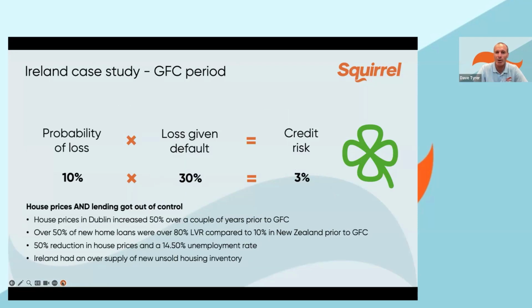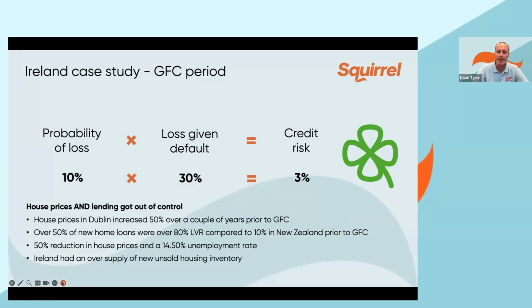So what else was going on in Ireland during that period? House prices, particularly in Dublin, had increased dramatically in the year or two prior to the GFC taking place. So they're up around 50%. About half of the new lending that was completed in that year or two pre-GFC was over 80% LVR. Okay, so that's pretty high risk lending. If you compare that to what happened in New Zealand during that period, less than 10% of new loans were done at over 80% LVR.